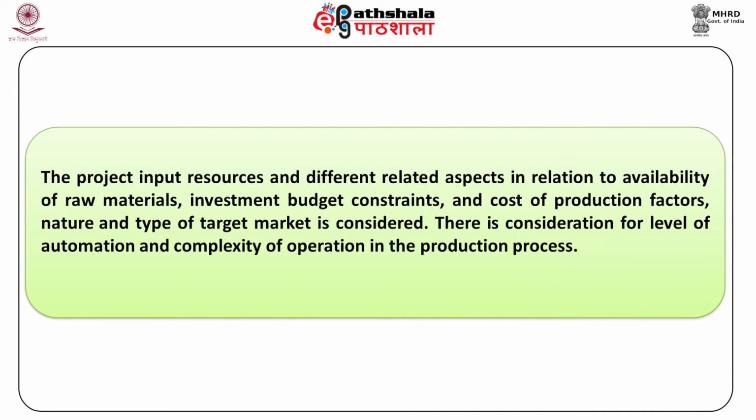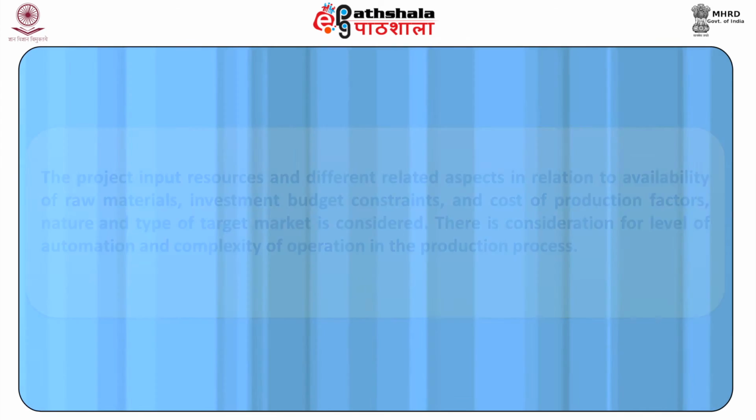2. Production process. The project input resources and different related aspects in relation to availability of raw materials, investment budget constraints and cost of production factors, and the nature and type of target market are considered. There is consideration for the level of automation and complexity of operation in the production process.